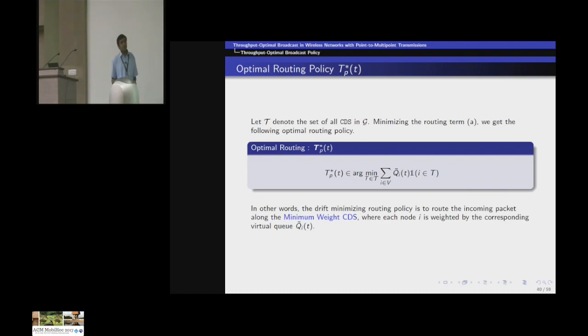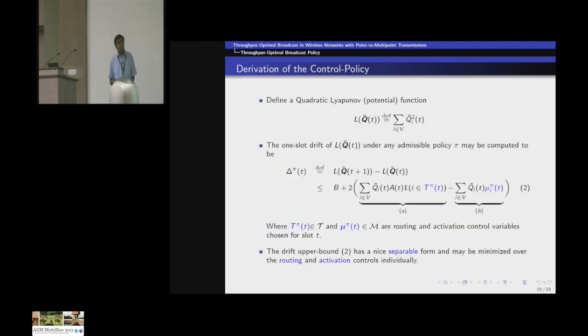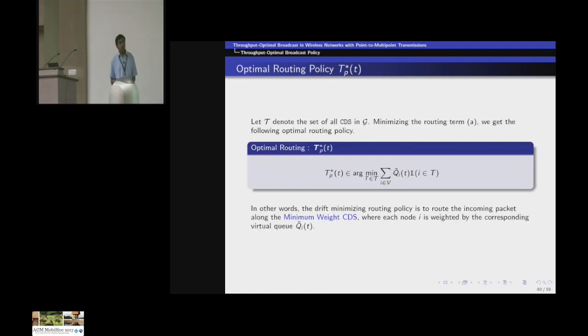So let's first consider the routing control. I'm looking at this first term. My objective is to find a route, that is a connected dominating set, that minimizes this objective. And what is this objective? This is simply the minimum weighted connected dominating set. Again, this is an NP-hard problem, but I will come to this issue later. Once a packet comes, I simply find the minimum weight connected dominating set and I assign it that route.